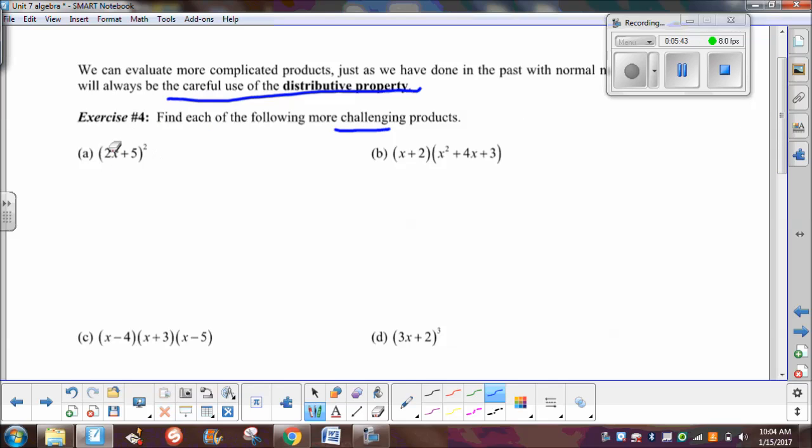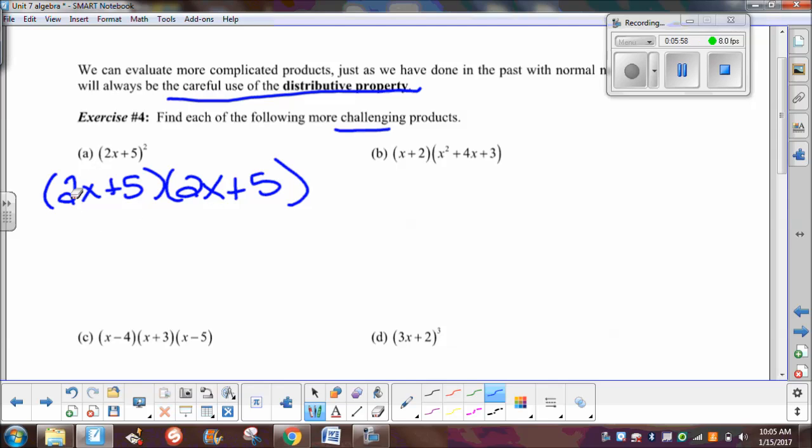Well, this one right here, 2x plus 5, the quantity squared. Well, I always ask, what does it mean to square something? And you would say, oh, well, it means to multiply it by itself 2 times. Well, that's exactly what you need to do. You need to rewrite it.